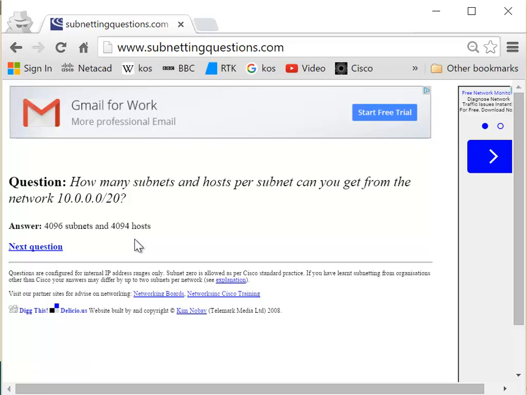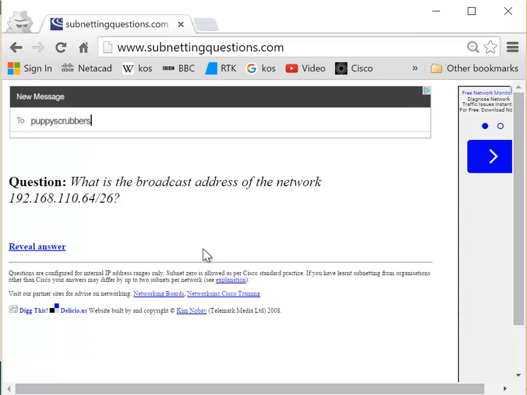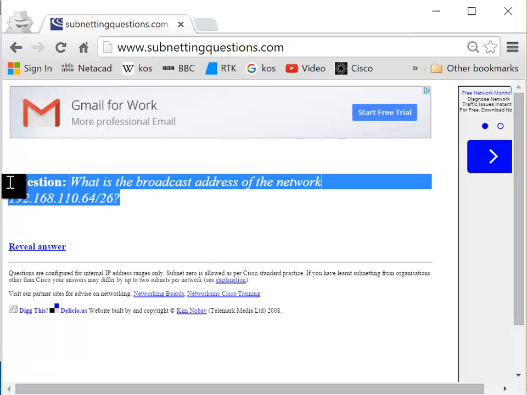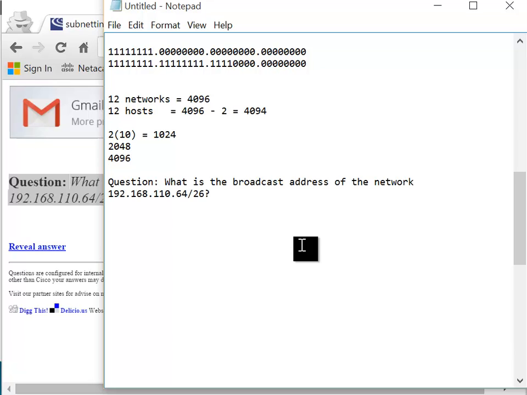Okay, these are random questions. Yeah, I haven't prepared them, right? So we take another one. There's another question. What is the broadcast address of this network? So what they're looking for is a broadcast address on this. Okay, so I'm going to copy this into my notepad. So copy, open the notepad, paste it. What is the broadcast address of this network range?